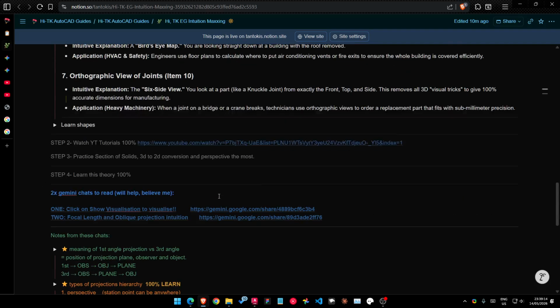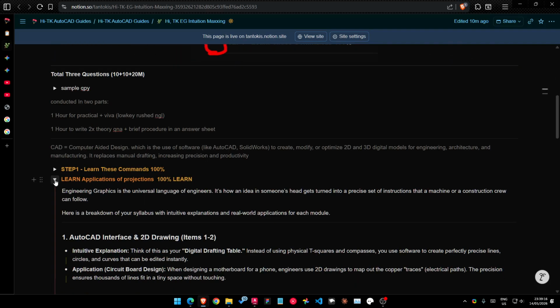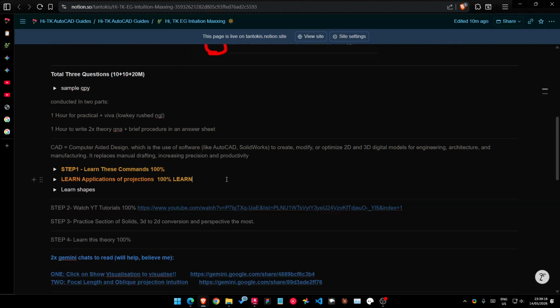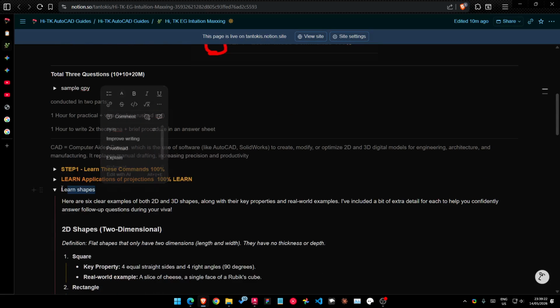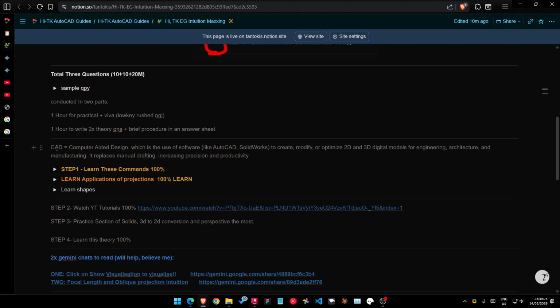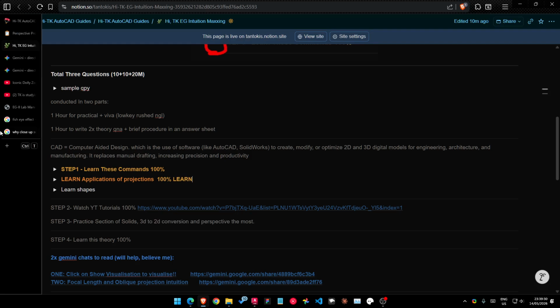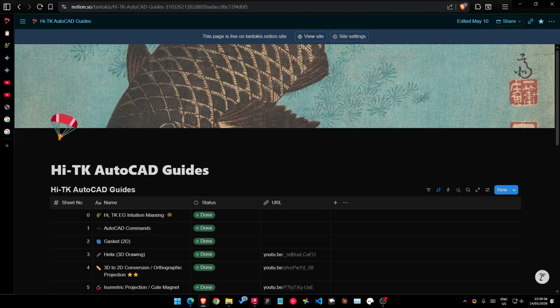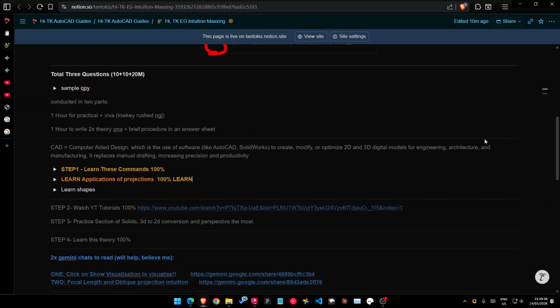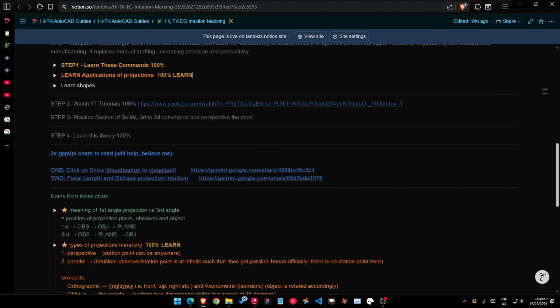Applications of projections. These are very common Viva questions, although I haven't seen them in theory. And shapes as well. Very basic, you should know this. And the full form of CAD, computer aided design, and why we use it, you should know this. And YouTube tutorials, please watch. They're incredible and they will definitely help you understand. Everything's been explained step by step.